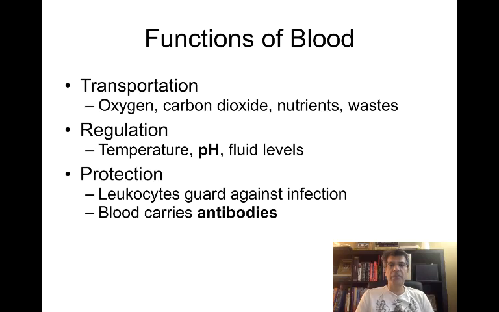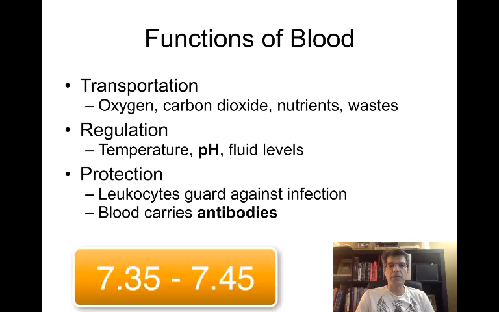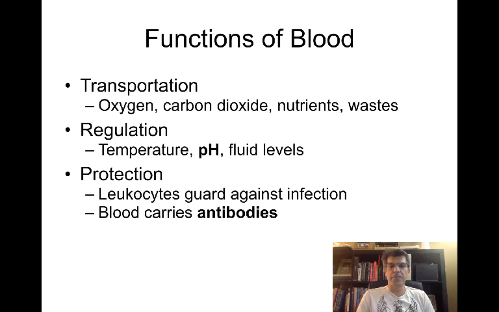Blood is a very important component to keep your pH. Blood pH is somewhere between 7.35 to 7.45. That means it's slightly alkaline. Remember, pH of 7 is neutral, anything less than 7 is acidic, and anything more than 7 is alkaline.